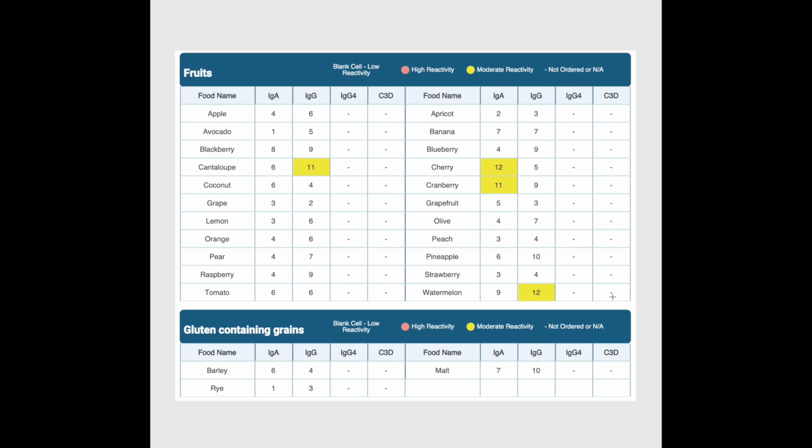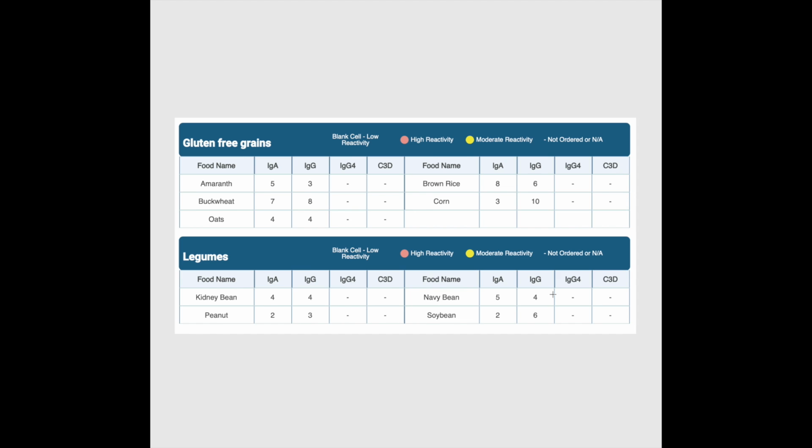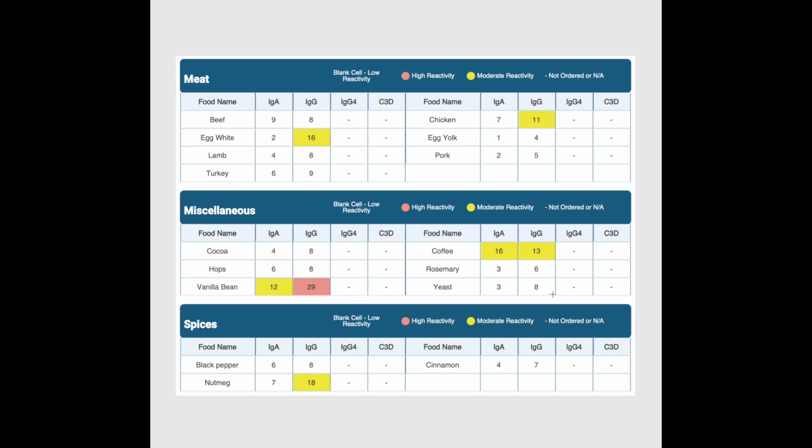There's a section on fruits and gluten-containing grains, and I want to show you an example here of cantaloupe and watermelon. The reason is because if you're sensitive to one, you're going to be sensitive to the other regardless of what the test says, because they're in the same family. Next is gluten-free grains and legumes. We've got a meat section, a miscellaneous, and spices section.